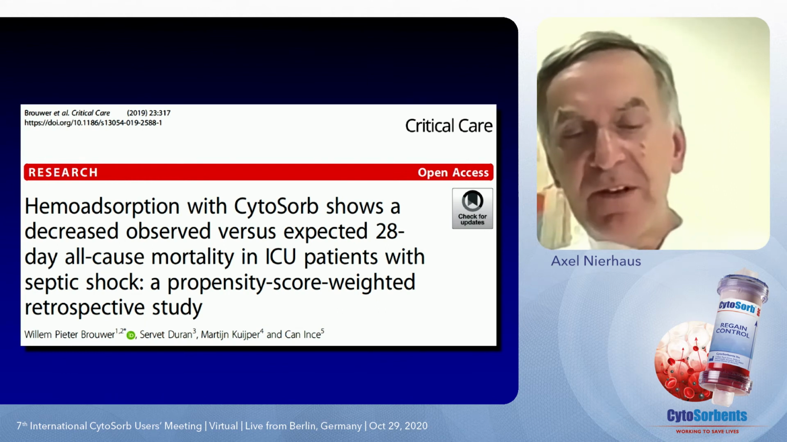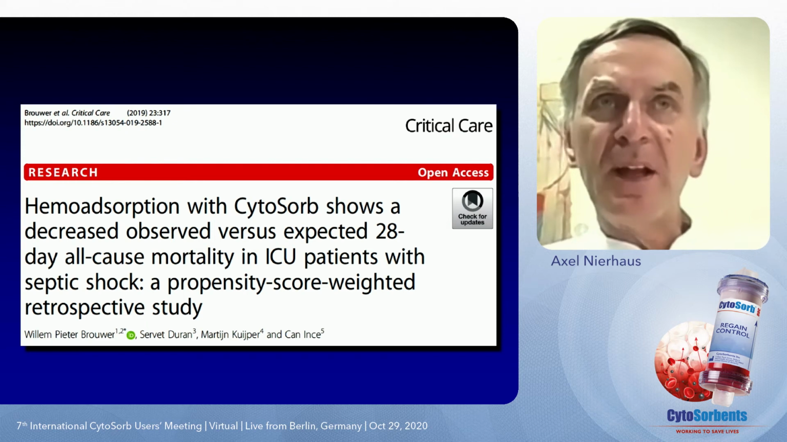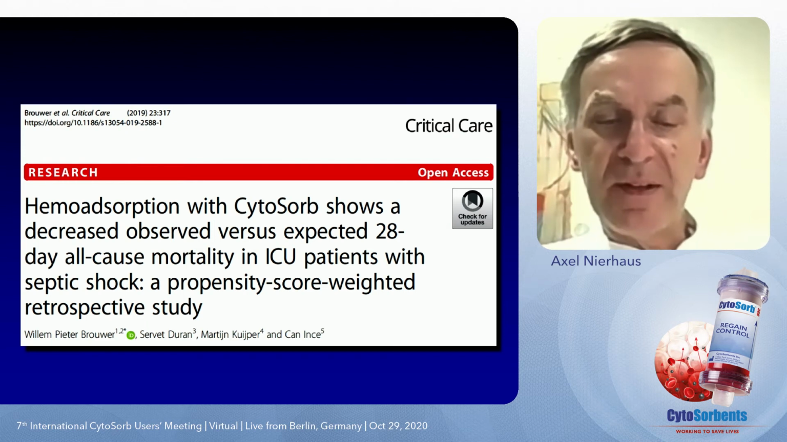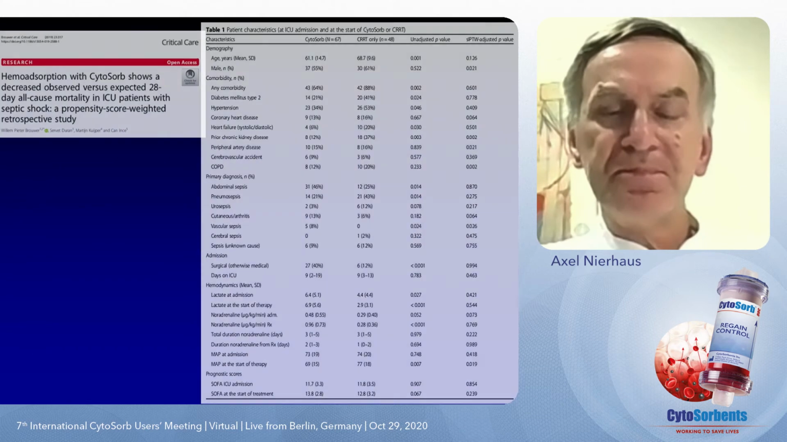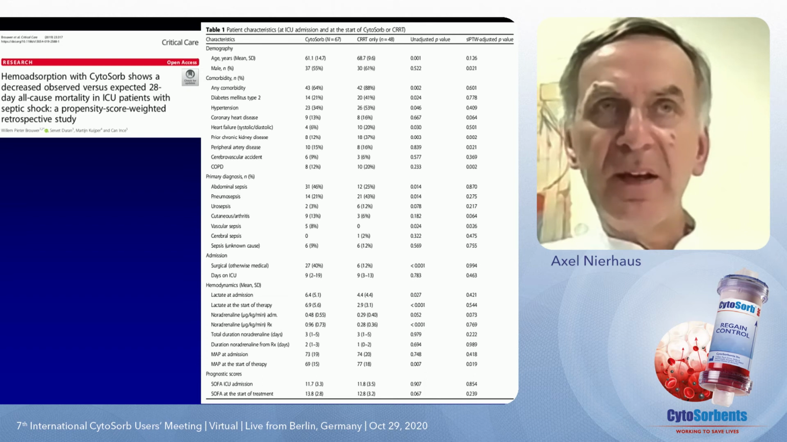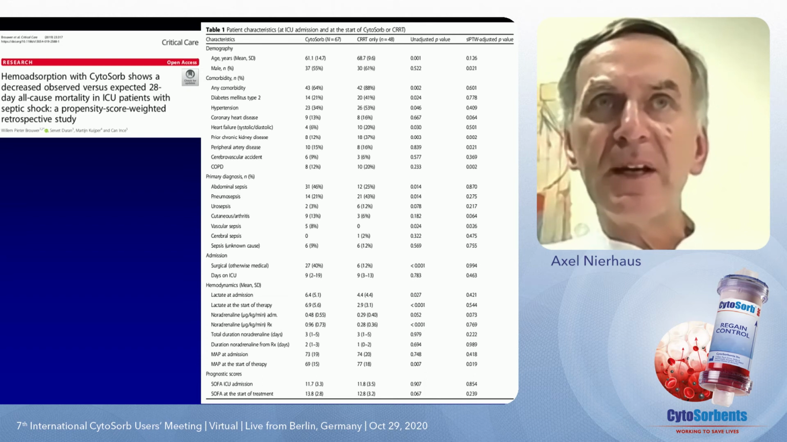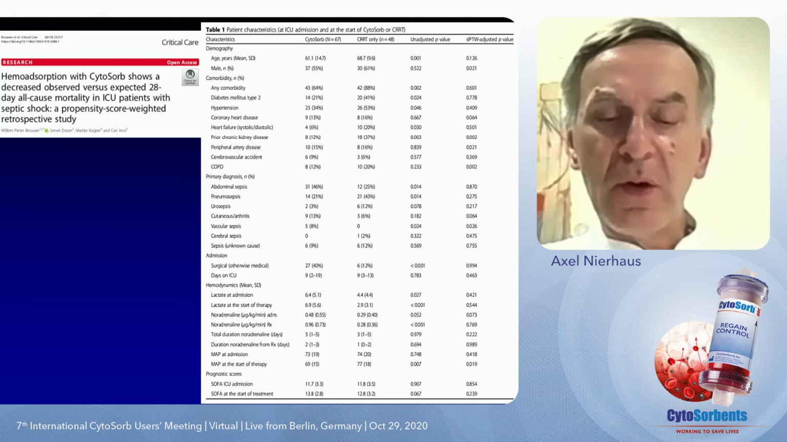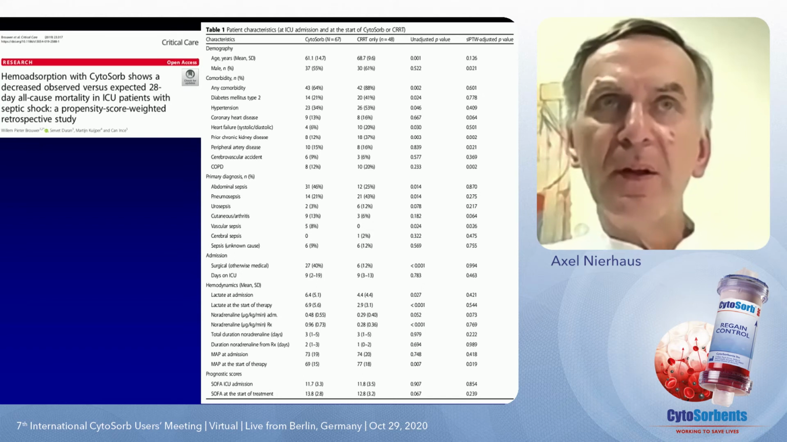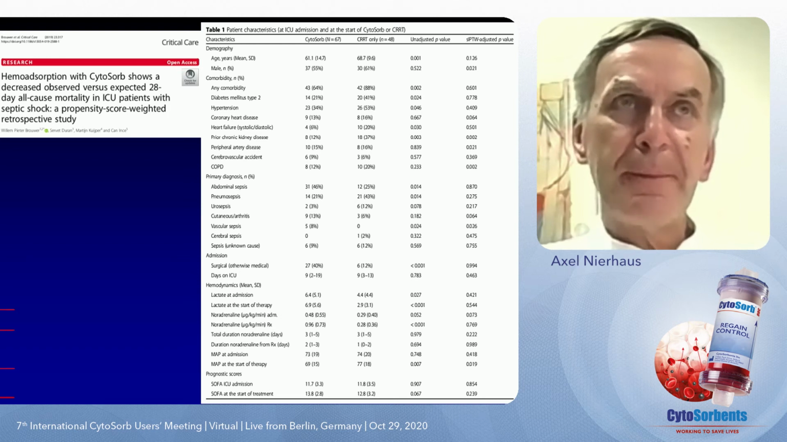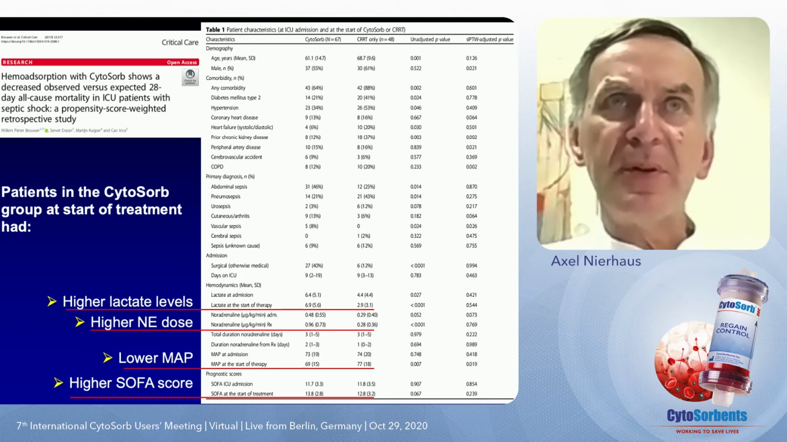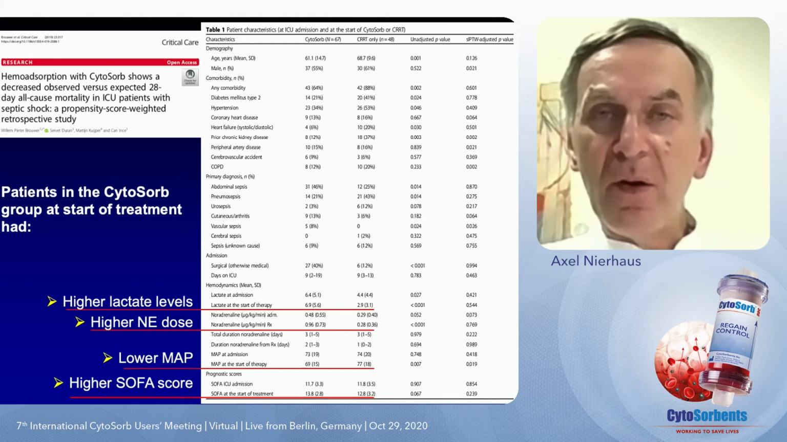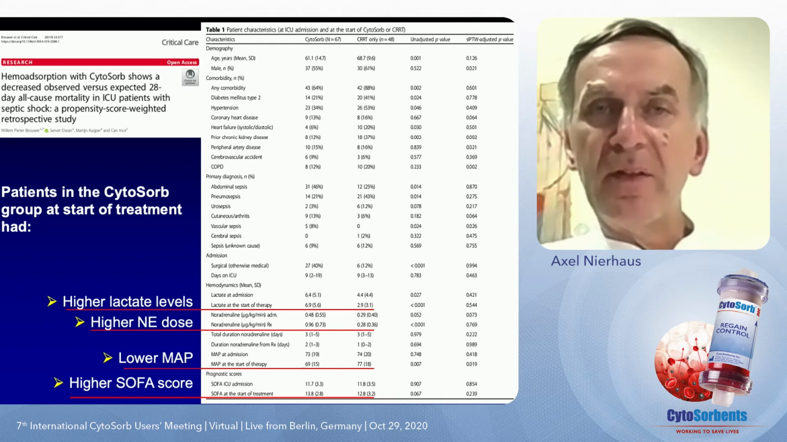Can showed us very nicely his approach to analyze data differently, looking at sepsis patients, septic shock patients who had been treated with CytoSorb. Very interesting paper, I think, and he showed the effectiveness of CytoSorb in patients compared to the non-CytoSorb group. The patients who were treated had higher lactate levels, higher norepinephrine dose. They had no lower MAP, they had higher SOFA score, they were sicker.